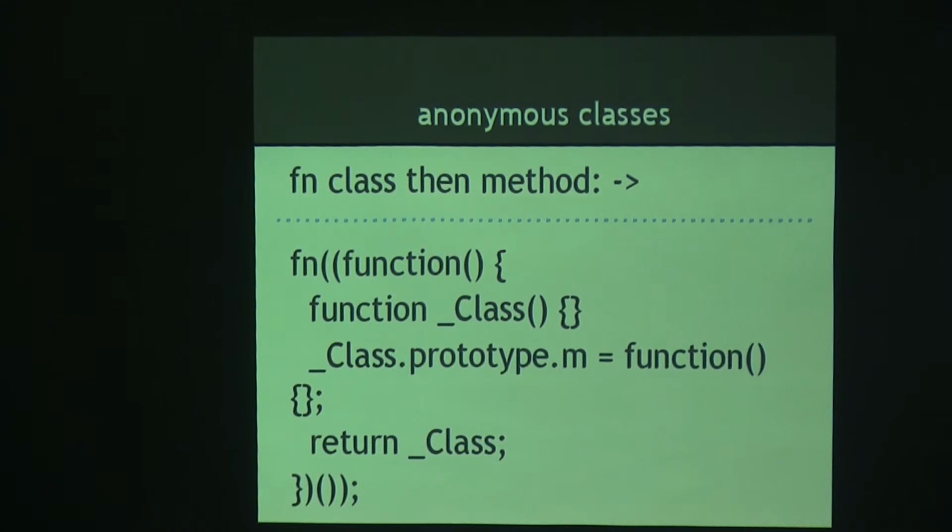Classes can be anonymous. You don't need to name your classes. They don't need to be declarative. They don't need to be statements either. They can just be expressions. So you can just pass it to a function as an argument or use it any way you want. They can be anonymous.